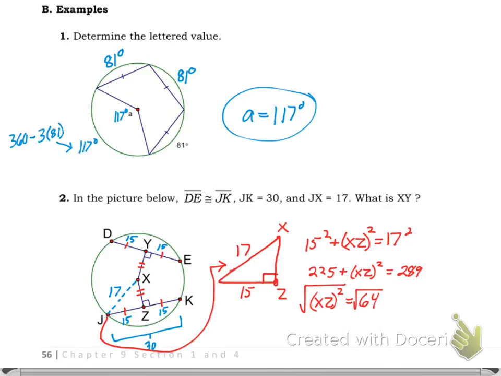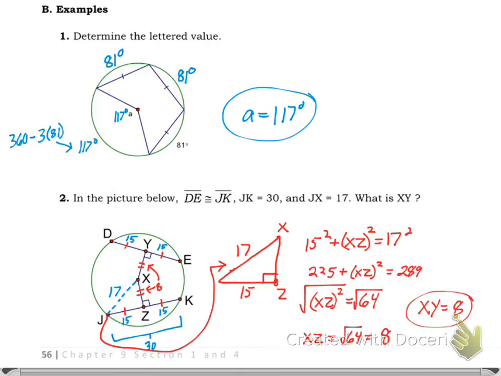Then I would take the square root of both sides, and I'm going to see XZ equals the square root of 64. Well, I don't want to write the square root of 64. I want to write equals 8. So since XZ equals 8, that means XY also equals 8. So if this guy is 8, that means this guy is 8 as well. So our finished answer is XY equals 8.